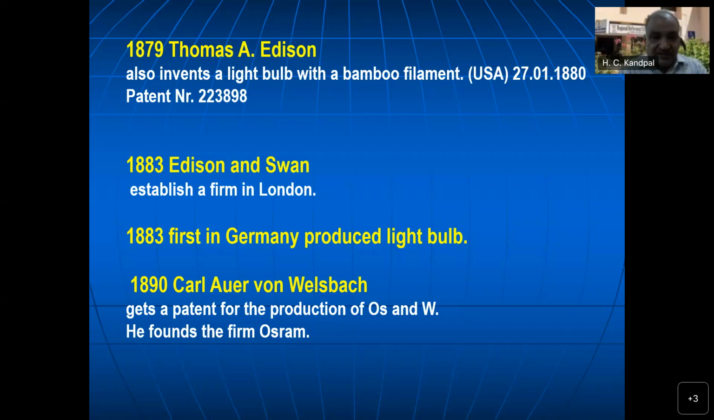And in 1890, Carl Welsbach gets a patent for production of a light bulb from the metal osmium, and tungsten. Tungsten is called Wolfram in German, therefore the symbol W is given because of the name Wolfram. And you would be knowing that these two words combined together, they founded the firm that is called Osram. Os is for osmium and Ram is from Wolfram. So he was the founding father of the Osram company.